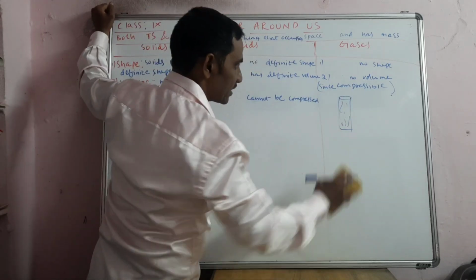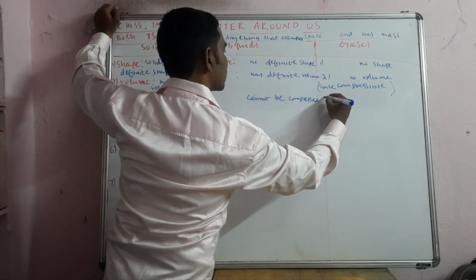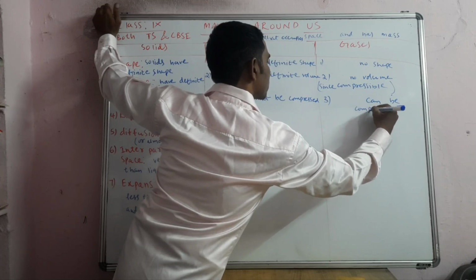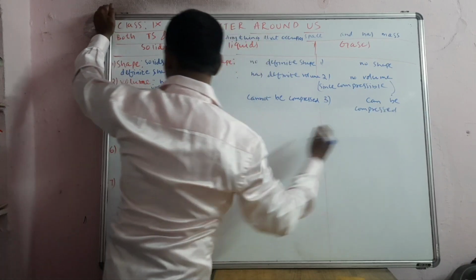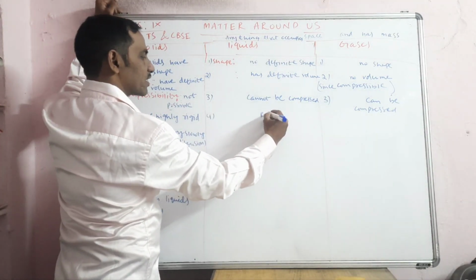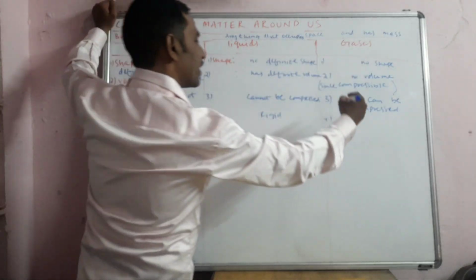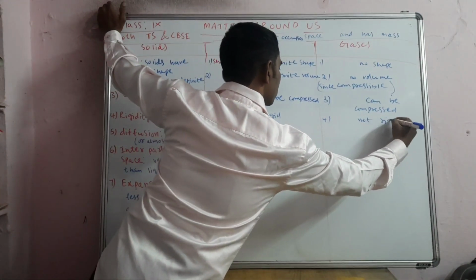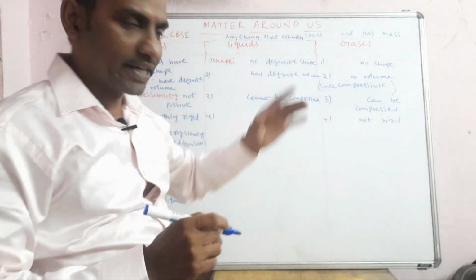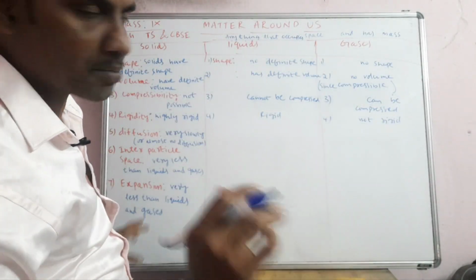Here you can say cannot be compressed, and here the third one can be compressed. The fourth one is rigid: solids are highly rigid, liquids are also rigid, not highly but rigid you can say, and for gases, the fourth point, they are not rigid. When you memorize properties of matter for question answers, they may give the points directly, so to memorize well, write side headings so that you can remember.